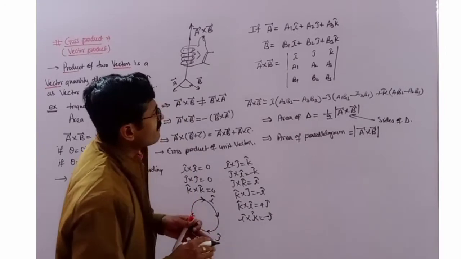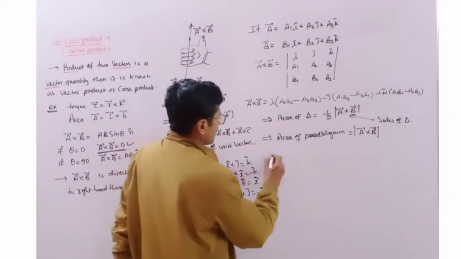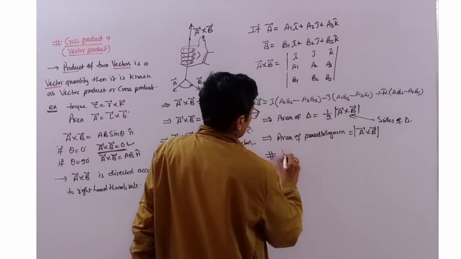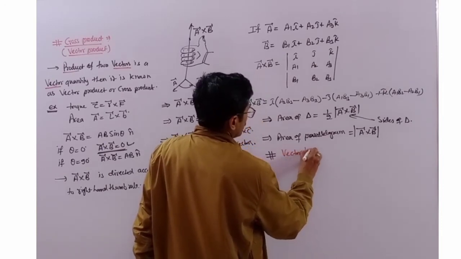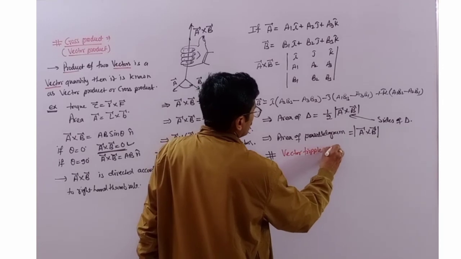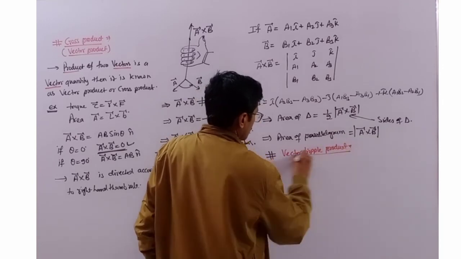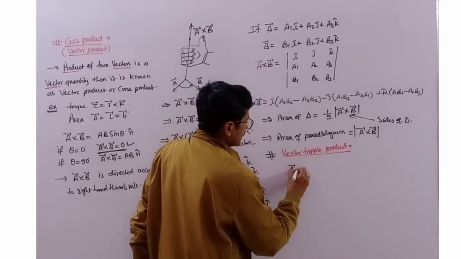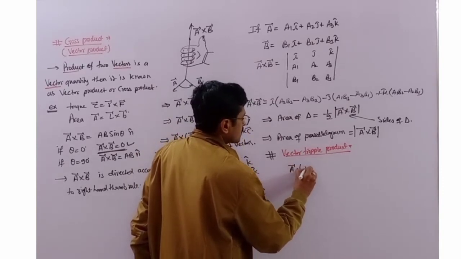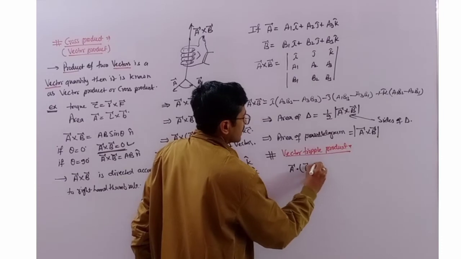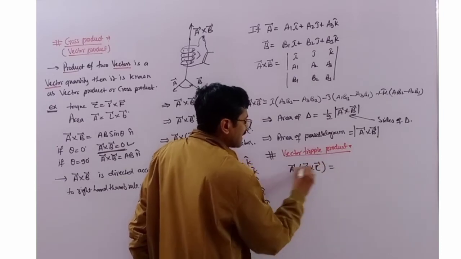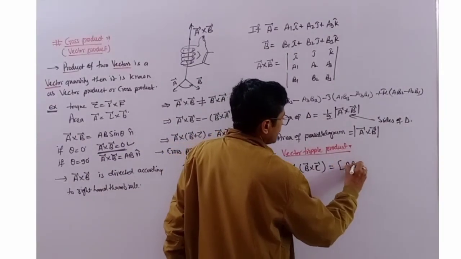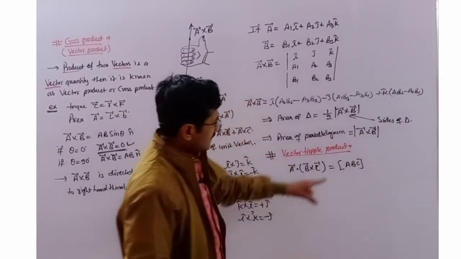If you have to find the vector triple product, there is a vector triple product also. What about vector triple product? Vector triple product will be like this: A vector dot B vector cross C vector. It has both scalar as well as vector product, so it is the vector triple product. You can say A, B, C, right? It can be written like that.